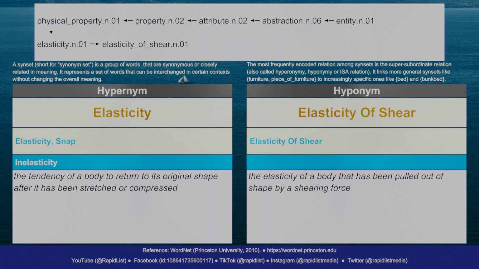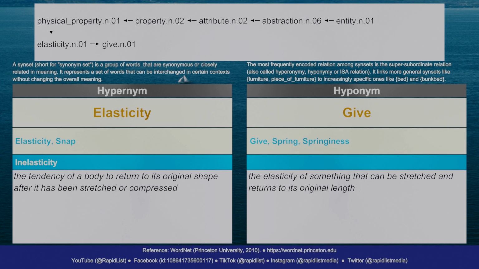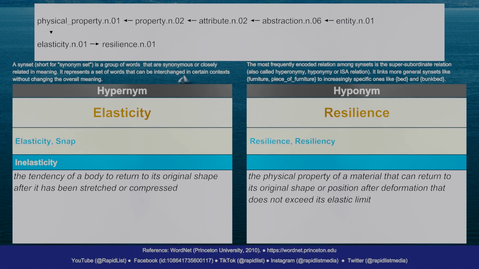Elasticity of shear. The elasticity of a body that has been pulled out of shape by a shearing force. Give. The elasticity of something that can be stretched and returns to its original length. Resilience. The physical property of a material that can return to its original shape or position after deformation, that does not exceed its elastic limit.